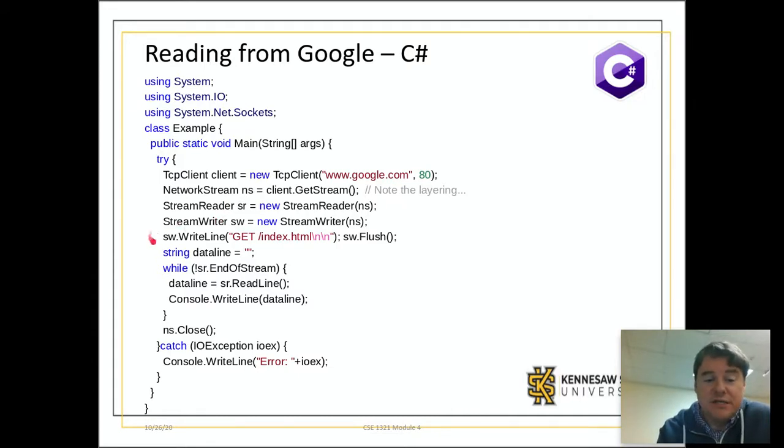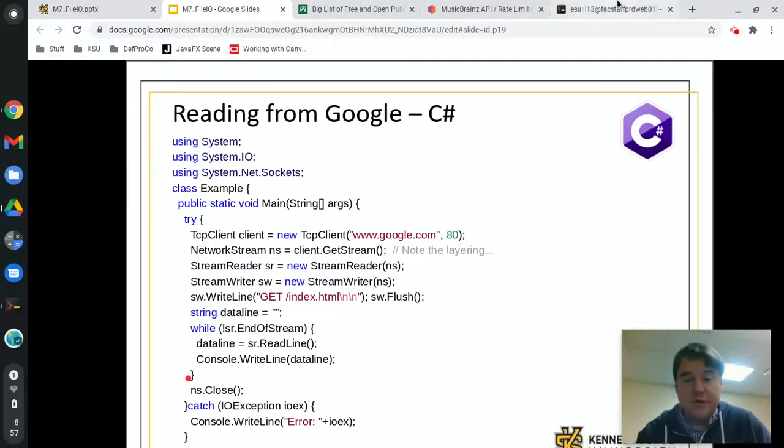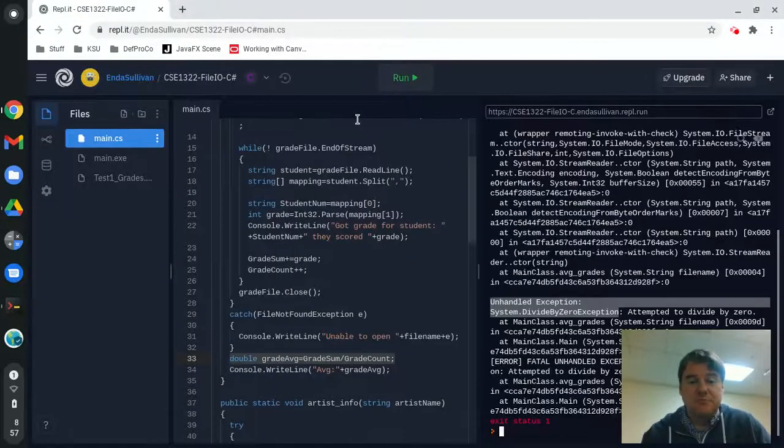And so on the write, I'm able to do a write line, pass in that same crazy get slash index HTML, make sure you call flush. If you don't call flush, it won't work. And then while not end of stream on the reader, read in a line and print it out to the screen, and make sure you close the socket at the end. So same exact code. All right, so let me show you another example of that, which is maybe more interesting.